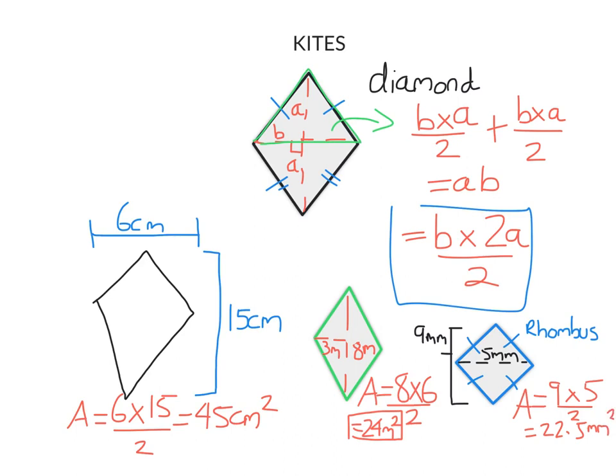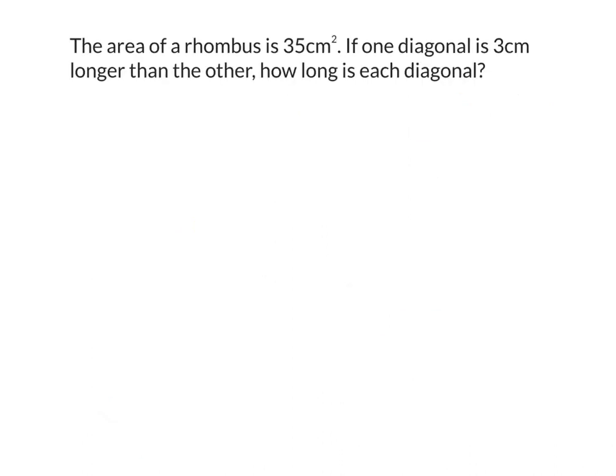So we're going to do now one quick example where we use the area of a kite or rhombus to find one of the diagonals. Let's try this question here. The area of a rhombus is 35 centimetres squared, one diagonal is 3 centimetres longer than the other, and we want to find how long each diagonal is. This is quite a tricky question, but let's start by drawing a diagram that will hopefully make this easier.